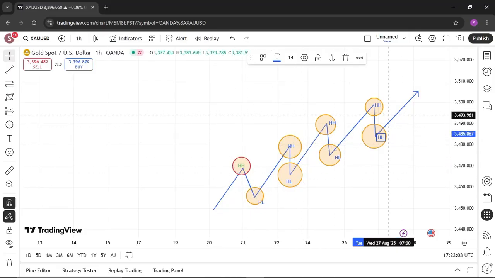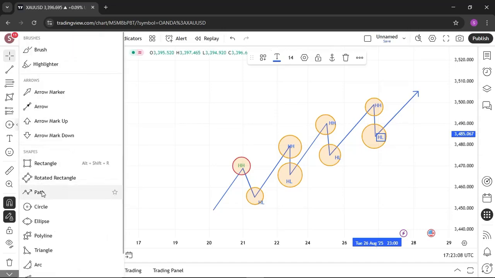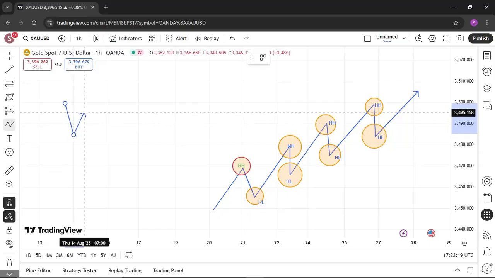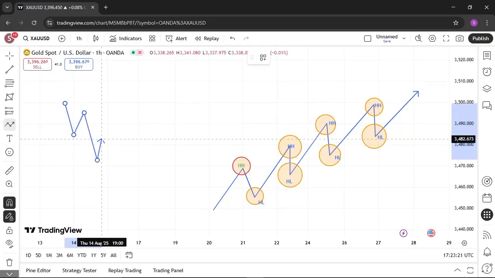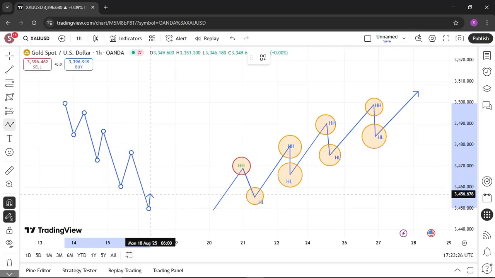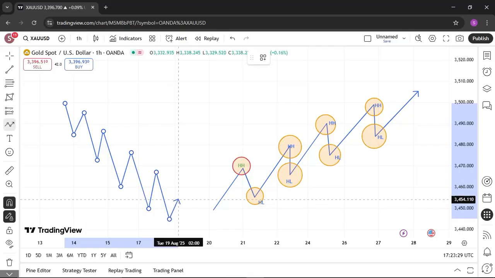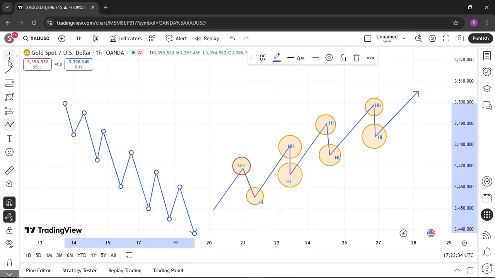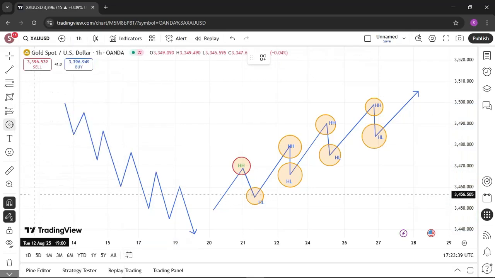uptrend direction. While if the market is moving in a downtrend direction, the market is creating lower high and lower low. So let me draw it for you so that you see. Okay, so this is what the market is creating. Let me circle it for you.